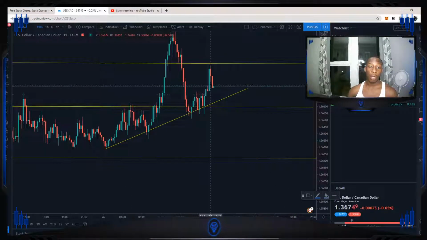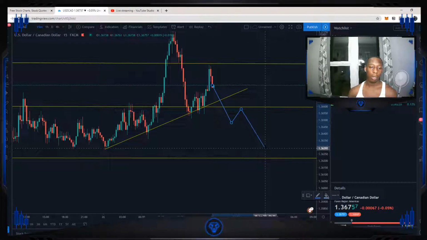Yeah, so if you are shorting, wait for a retest to this level and take it down here. If you are shorting.